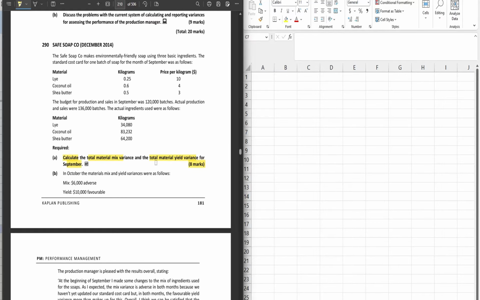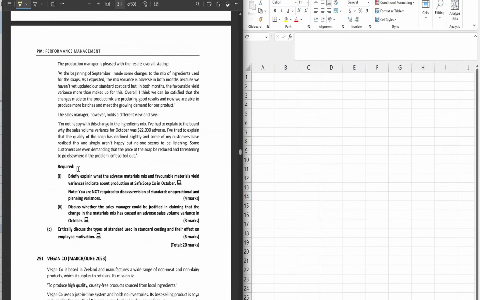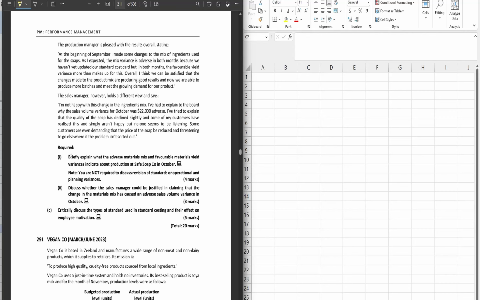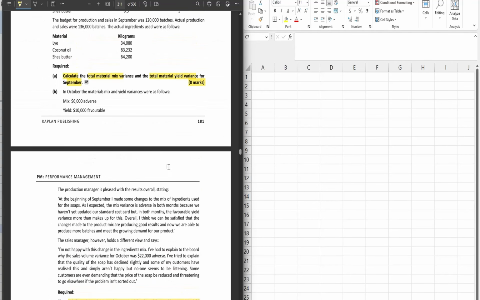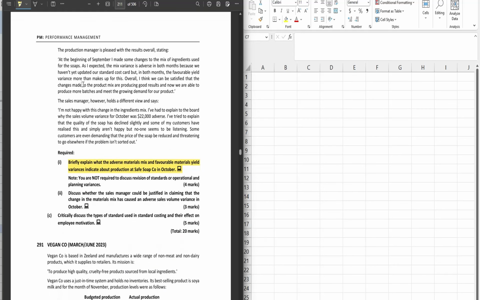Okay. So this is for the 8 marks, and in the second part they're asking us to briefly explain what the adverse mix and favorable material yield variance indicate about the production of Safe company. Now they're asking for the month of October. Remember, previously the question asked for the month of September. Now they are asking us for the month of October. So that's why it's very important to read the requirement.